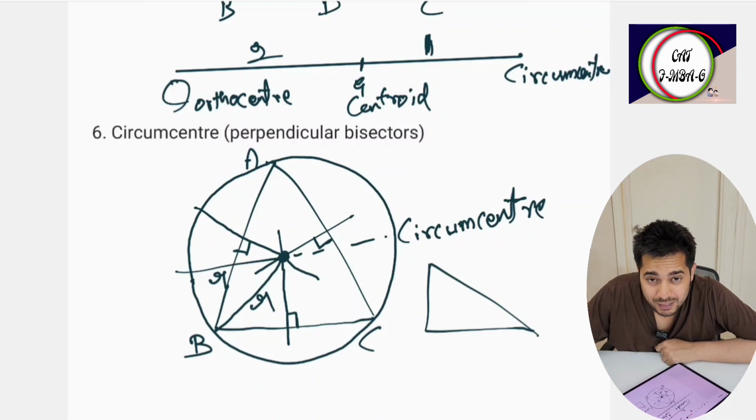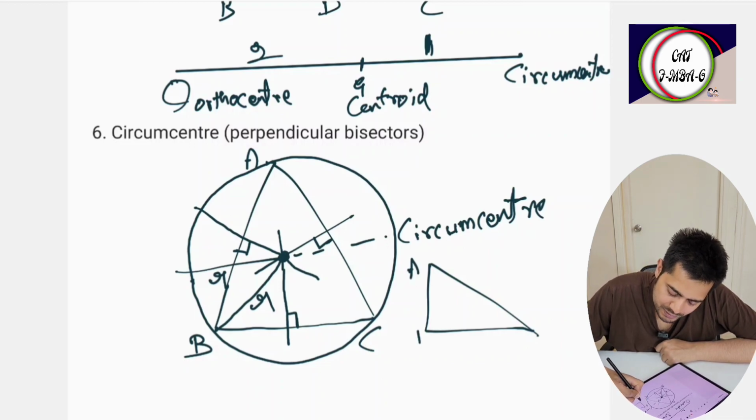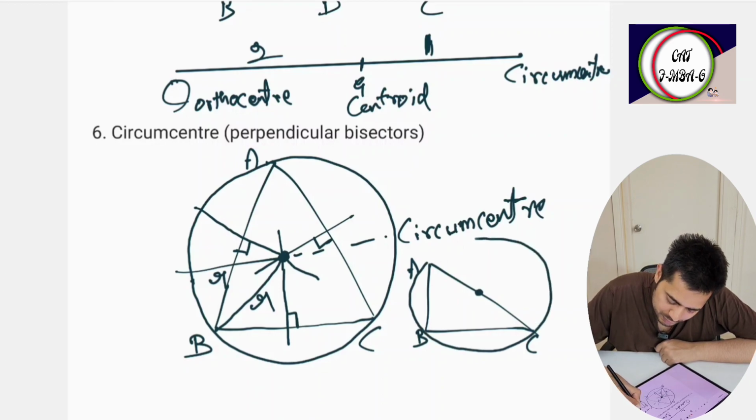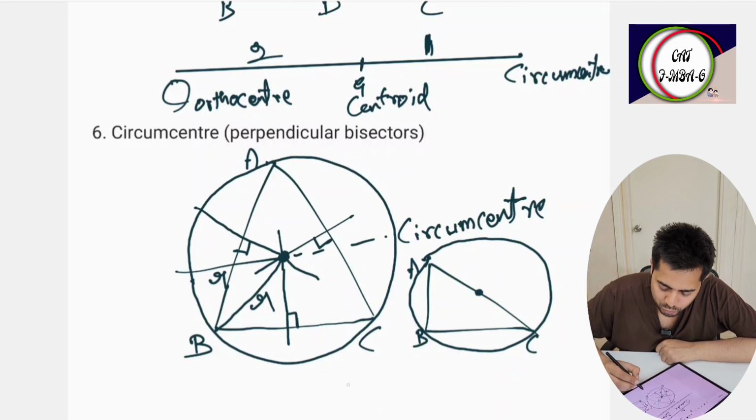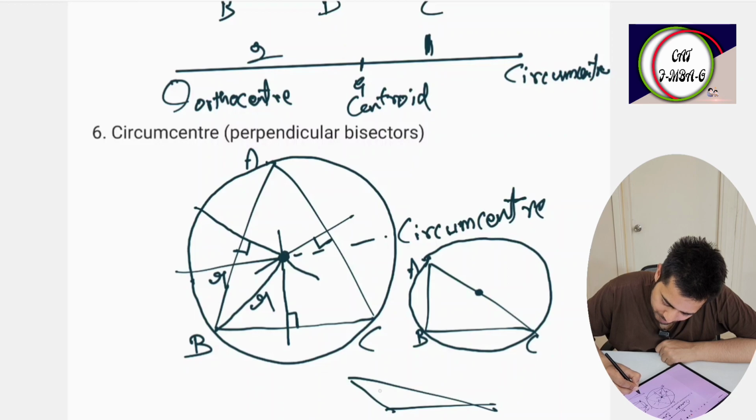In the case of a right angle triangle ABC, the circumcenter is the midpoint of the hypotenuse. So this is the circumcenter. Okay, so it is going to be like this. In the case of an obtuse angle triangle, the circumcenter will be outside the triangle. For example, like this. Draw a perpendicular bisector, it is going to be like this.